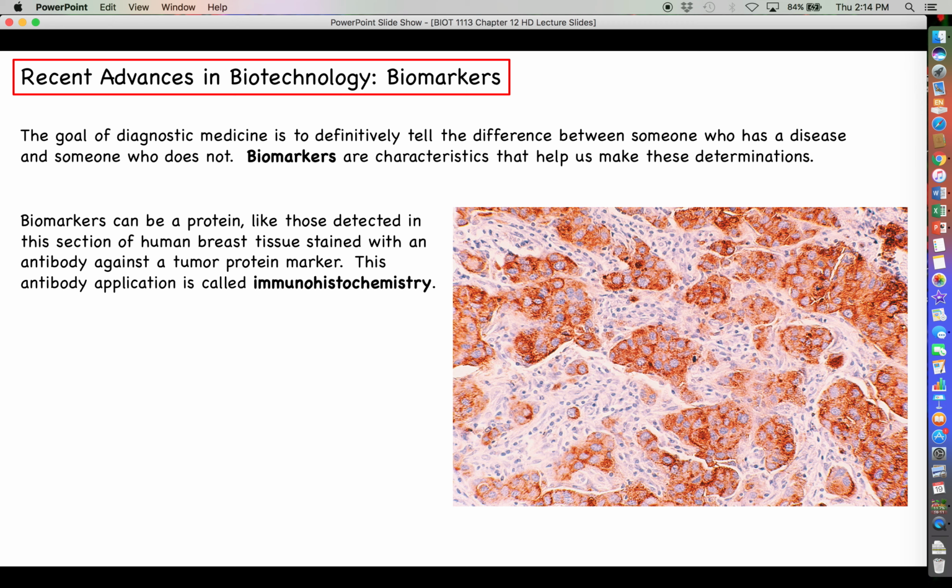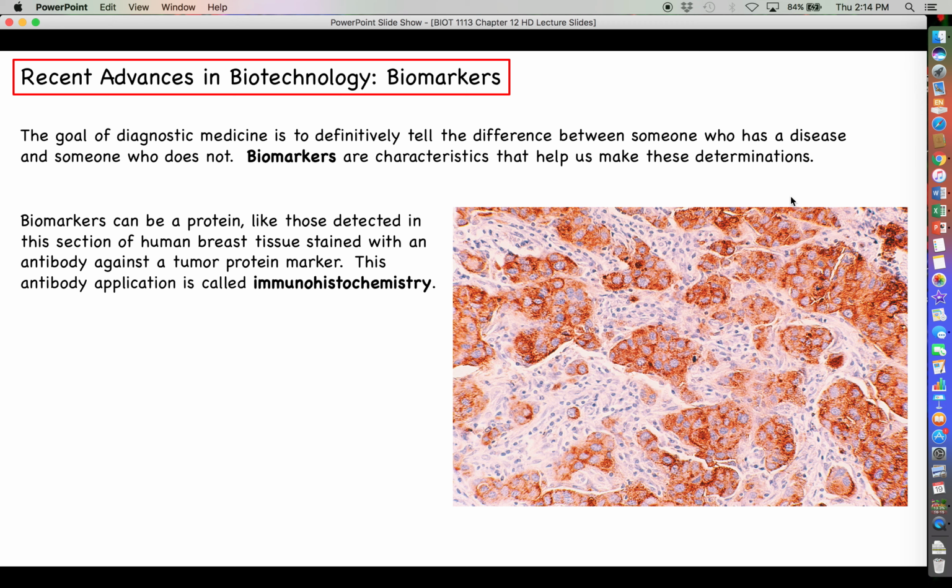Now, biomarkers come in a number of different forms and fashions. Biomarkers can be particular proteins, like what you're looking at here in this picture. We're actually looking at a new technique that we haven't talked about here that also makes use of antibodies. This is called immunohistochemistry, or IHC.